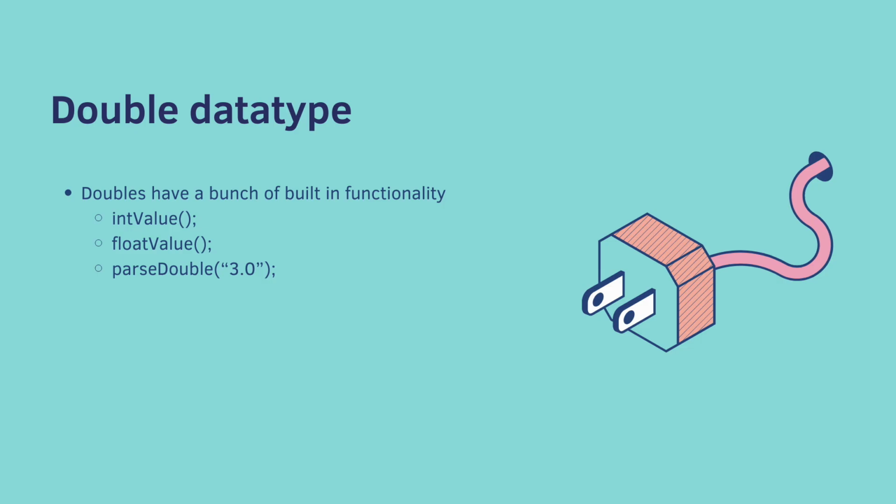Doubles have a bunch of built-in functionalities, just like integers. You can convert to an integer, you can convert to a float, and you can convert from a string. I'm not going to cover these. These will be in your homework. It's the exact same format as integers.